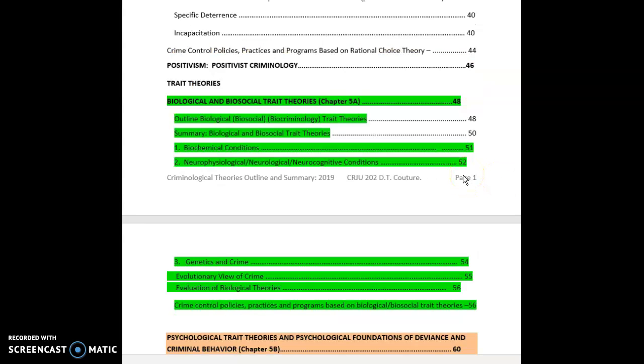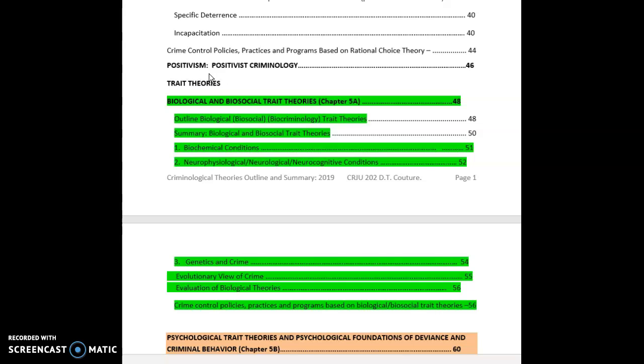Moving away from rational choice theory, the first cluster of crime theories that you are engaging with in Chapter 5 are biological and biosocial trait theories. These theories come from a very different perspective than rational choice, one that explains crime not as simply a matter of individual choice, but rather that there's something more than just choice.